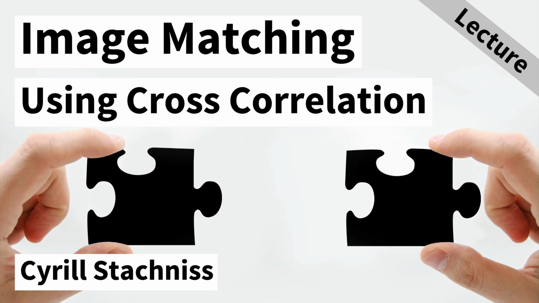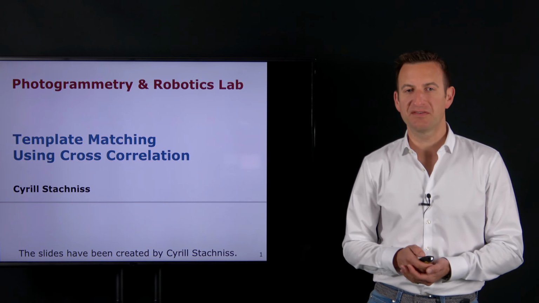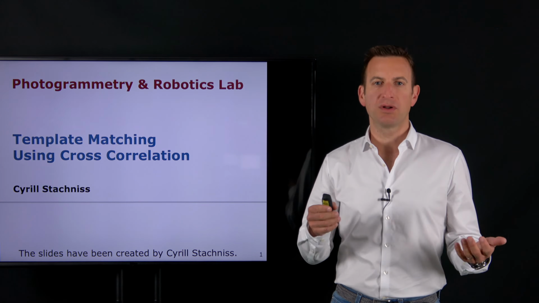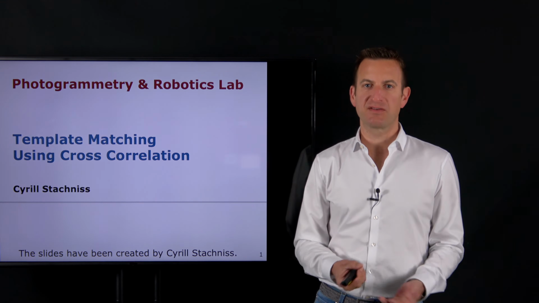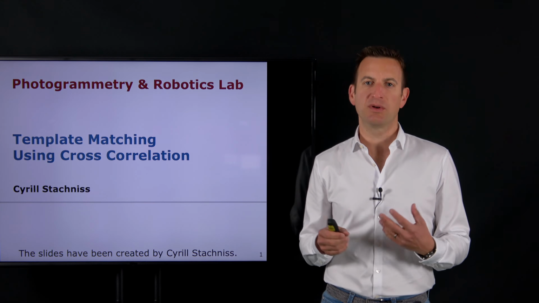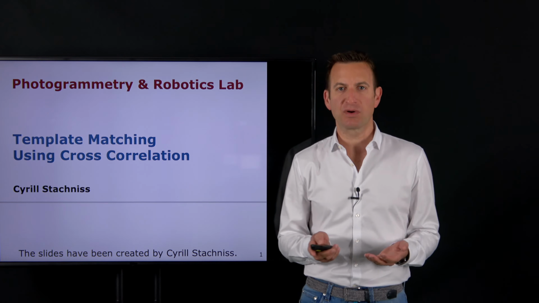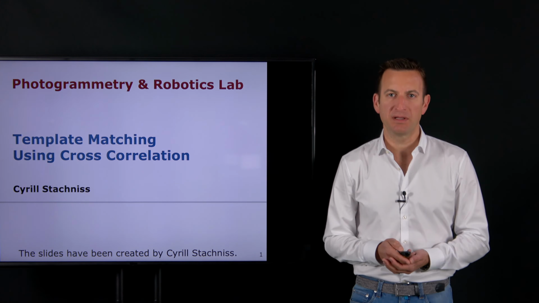Hello, I want to talk today about template matching and especially using cross-correlation in order to achieve this template matching. This is important when you want to figure out data association between images, or especially if you have a small image patch that you want to find or localize in another image. And that becomes very relevant as soon as you work with multiple images.